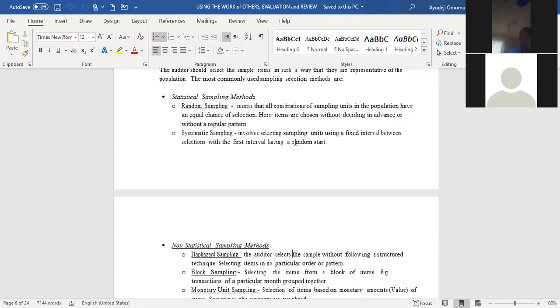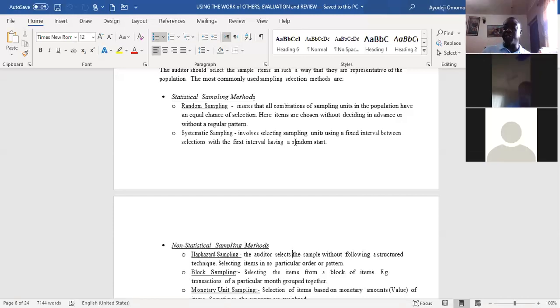For random sampling, it is actually very easy, because in a random sample, we don't decide in advance any pattern that we are using in getting this sample. We just go for the sample unit from the population, meaning that in a statistical sampling approach, basically the random, every item in that population has the same chance of being selected. So in a random sample, when you keep selecting, it might get to a point where you could have selected all members of the population. But for systematic sampling, this is when you now use fixed interval between selections.